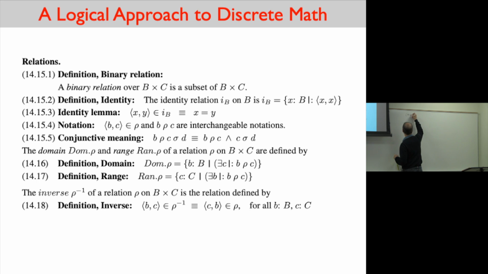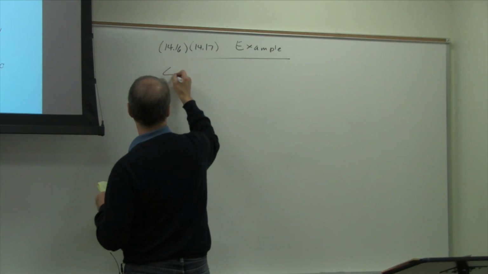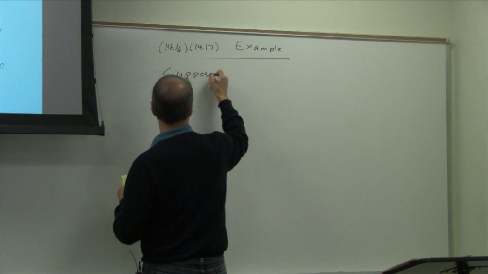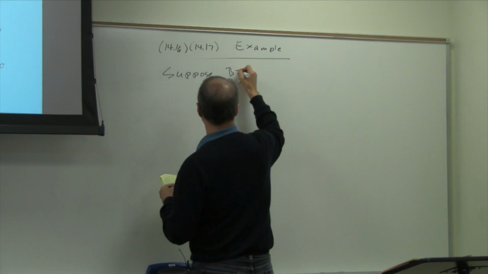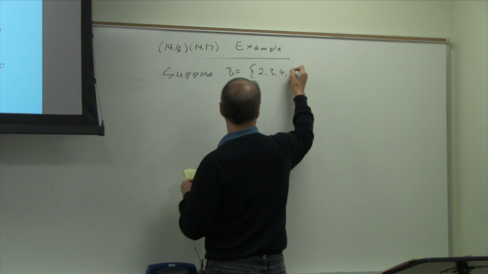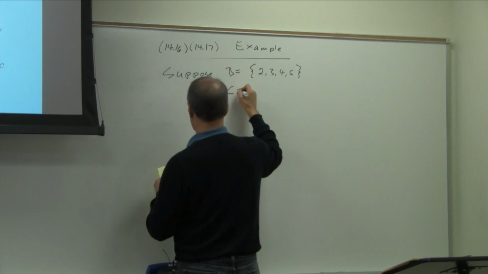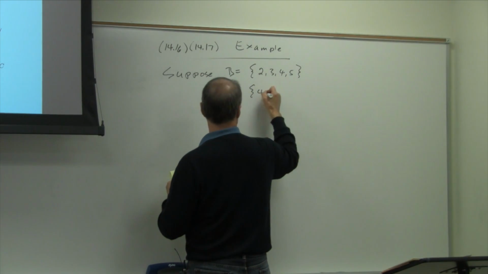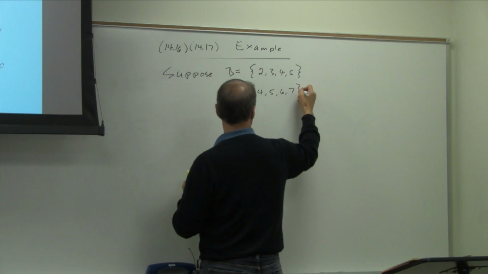The definitions. So are these like type B then? Yes, the big B and the big C are types, and I want to give you an example. I hope it will make it clear. All right, so let's suppose we have these two sets. Suppose big B is the set 2, 3, 4, 5, and big C is the set 4, 5, 6, 7.